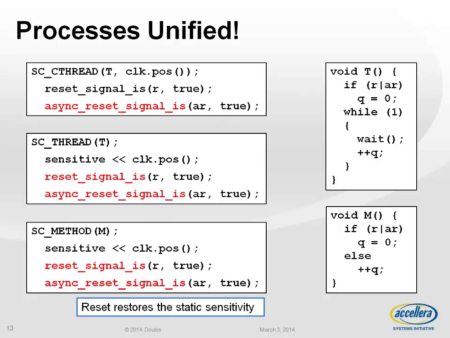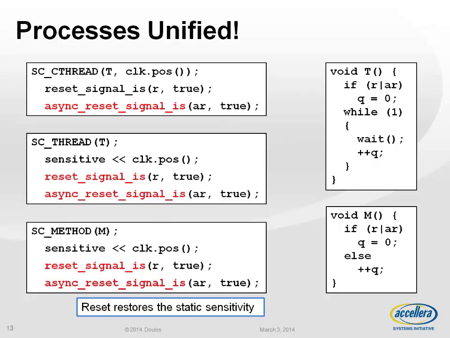Also, the functionality added to clock threads also got added to regular threads. So regular SystemC threads can now also have reset signals and asynchronous reset signals. So this function up the top here could be associated either with our clock thread or with our regular SC thread, and would have extremely similar functionality. There's one slight technical difference.